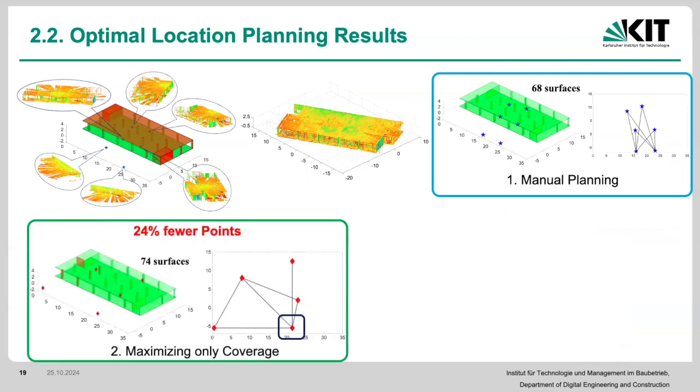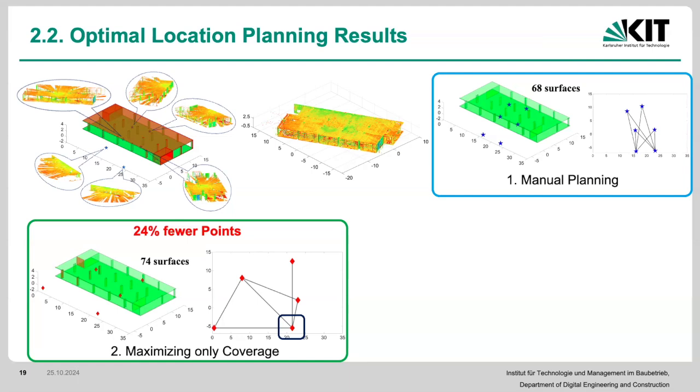If I only looked at the coverage and did not take into consideration the level of overlap, I got this, which now gave us 74 surfaces. So I got about 6 more surfaces there, which is good. And I actually came up with 5 scans. So this by itself gave us 24% fewer points if we were to project it backwards and use this map to collect the point clouds instead of what I had planned originally.